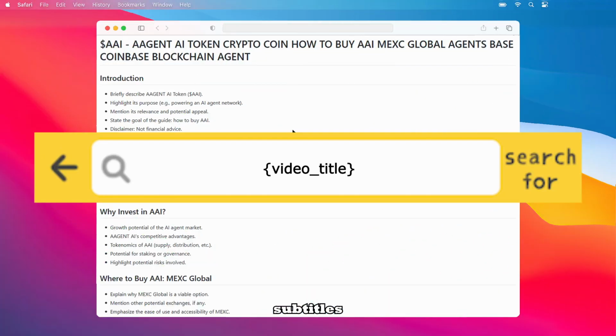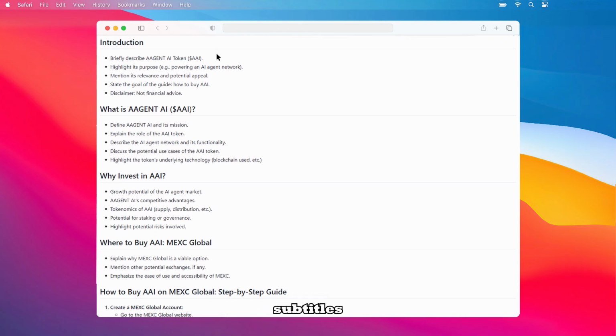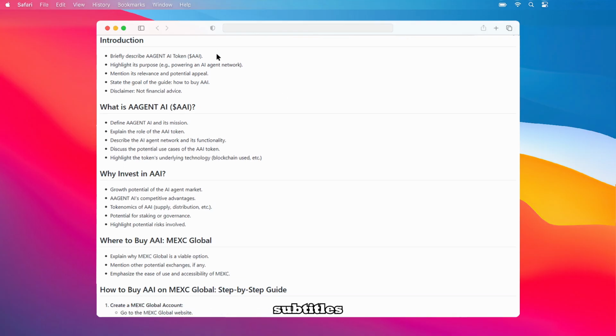Today we're diving into the world of Agent AI token, also known as $AI. This guide will walk you through the process of acquiring this cryptocurrency, which aims to power an AI agent network. Given the buzz around AI and blockchain, AI is gaining traction, and we're here to show you how to get involved. But remember, this isn't financial advice.